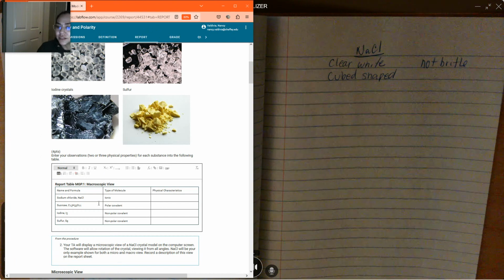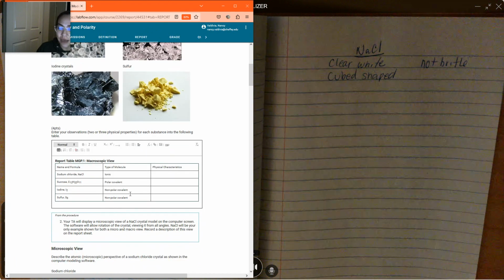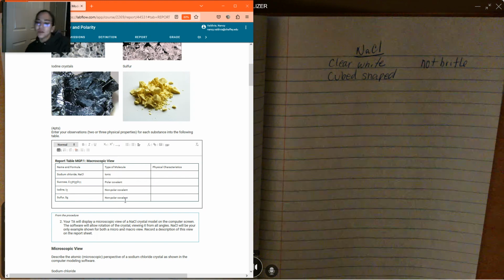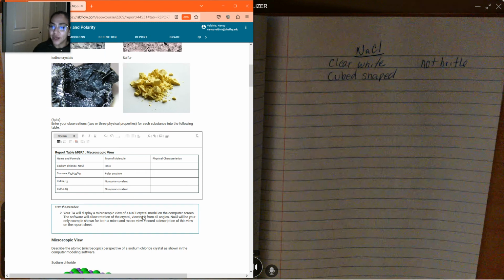Now, it also tells us the type of molecule, so it doesn't have us guess. It tells us that sodium chloride is ionic, sucrose, which is sugar, is polar, iodine is nonpolar, and sulfur is nonpolar. All right, so now knowing this information, we're going to go ahead and move on.